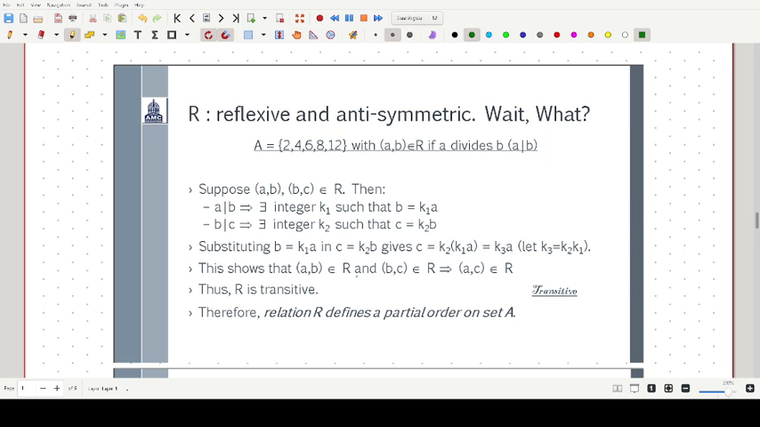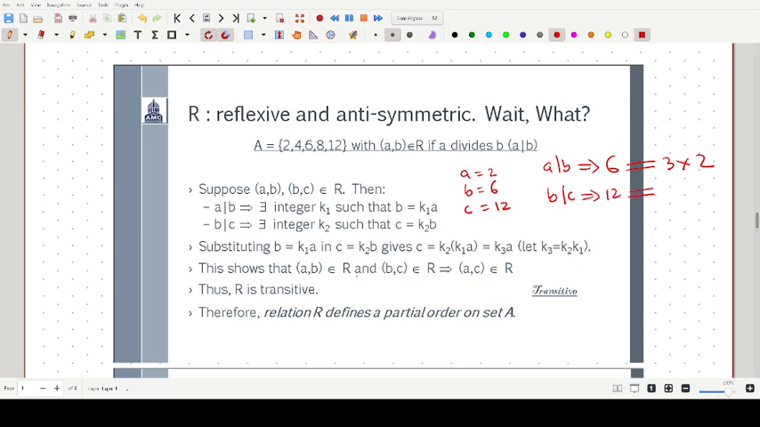Let's see how we can take an example over here. Let's say that our a is equal to 2, our b is equal to 6, and our c is equal to 12. So a divides b, because our b is 6, and the 6 can be written as 3 multiplied by 2. And b divides c because c is 12.